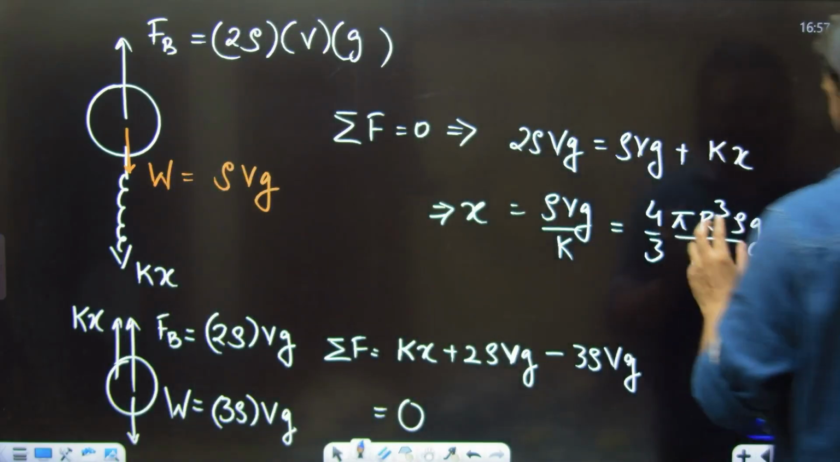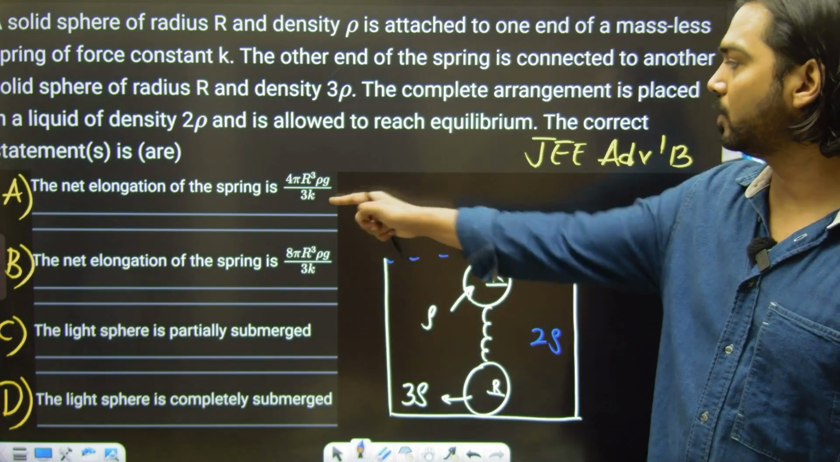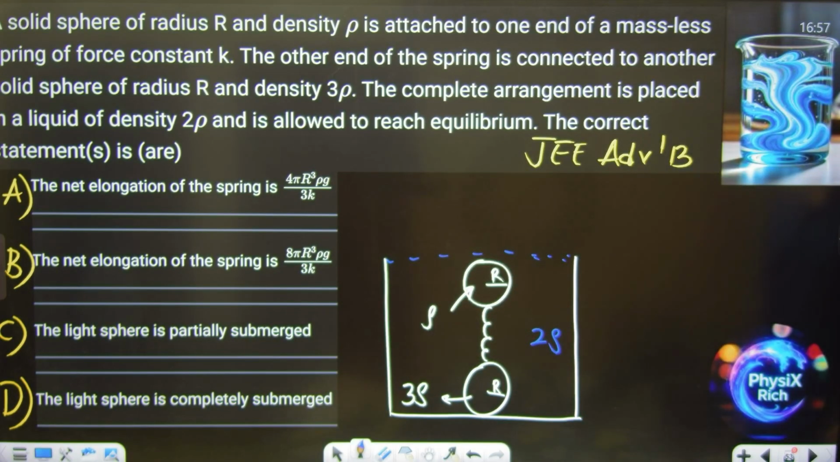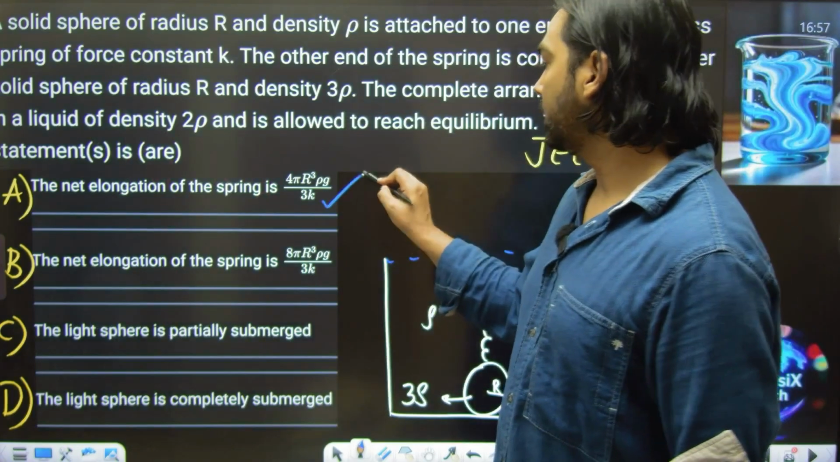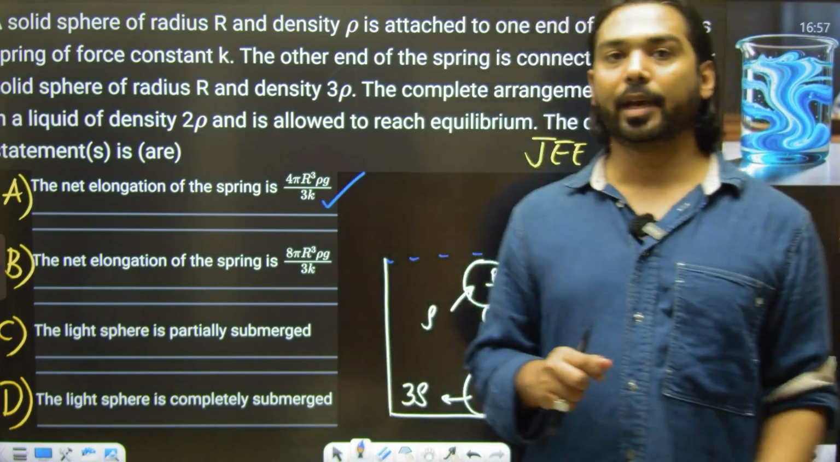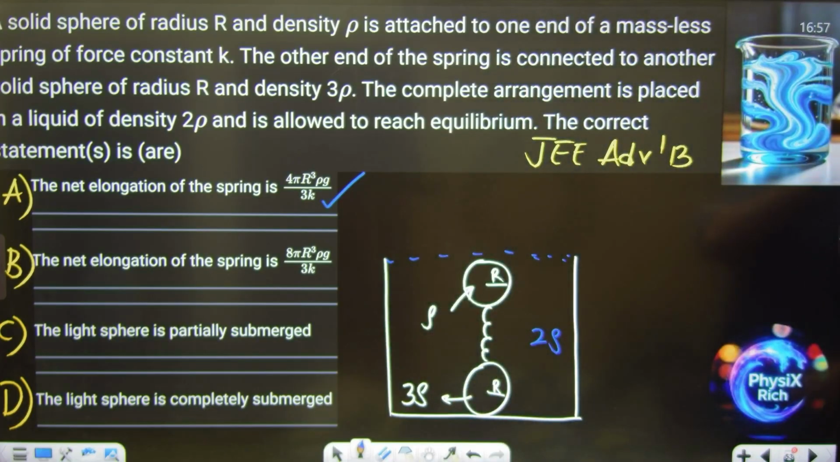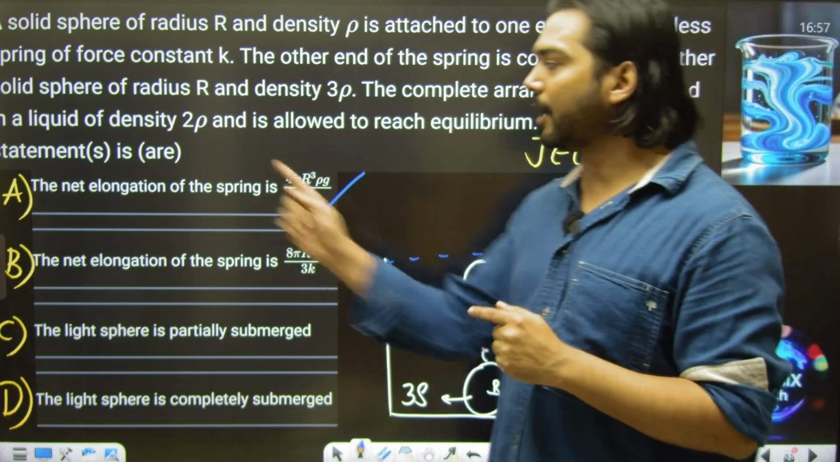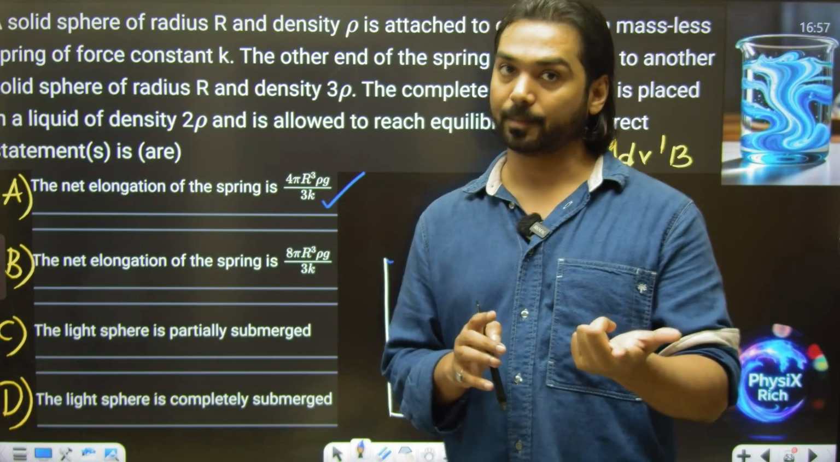If you look at the options, yes, there is one option like that: 4 pi r cube rho g upon 3k. So this is correct. But guys, remember, we have assumed complete submersion. It's not half submersion, we have assumed complete submersion. So you should not be readily marking option A at this point, because we have made an assumption.